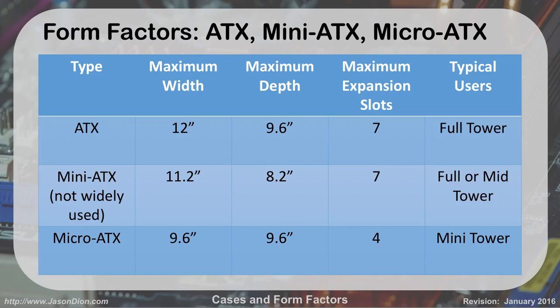And so when we look at these, you can see a full-size ATX is going to be 12 inches by 9.6 inches, 7 expansion slots maximum, full-size tower. Mini was not very widely used, but it's fairly similar as far as slots and size of tower. Smaller board though. And then this micro, you can see the width is the same at 9.6 and 9.6, so it can still fit in the same size. And it will have a maximum of 4 slots.